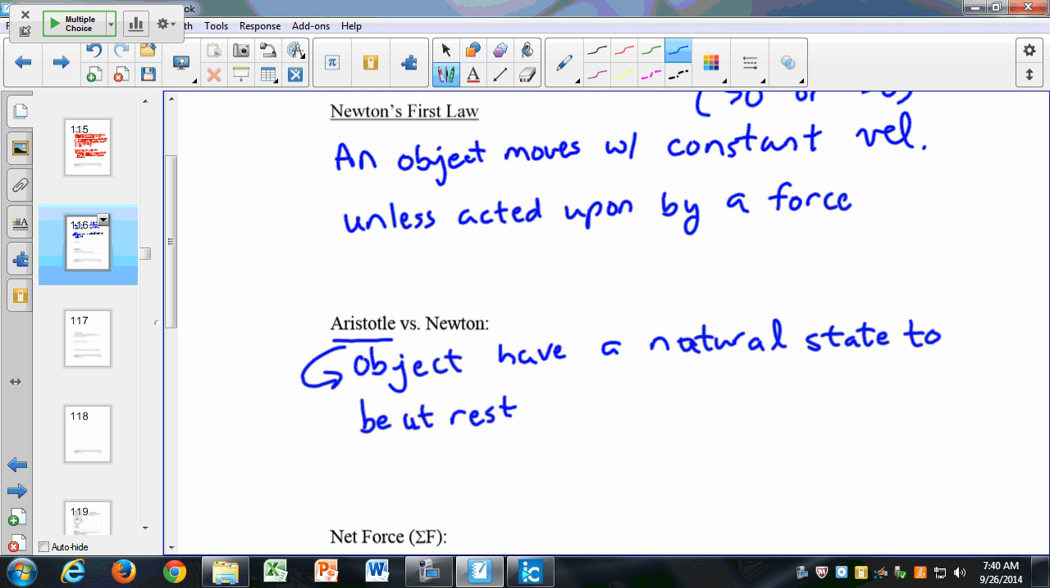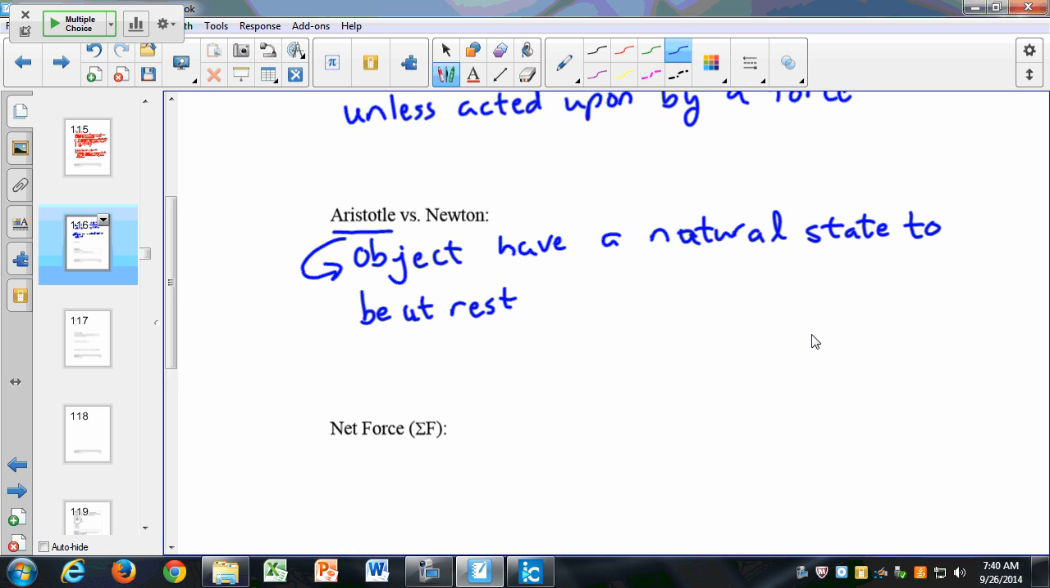You have this very violent excursion from the restful state. So when Newton came along and expressed this, it wasn't just a physical thing, but also a philosophical idea, disrupting the old philosophical idea. Aristotle believed that objects had a natural state to be at rest, and then Newton said, no, that's not true. Their natural state is whatever state they're in. In fact, objects don't really have a natural state so much as just whatever they're doing at the time, whether it be moving or not moving.